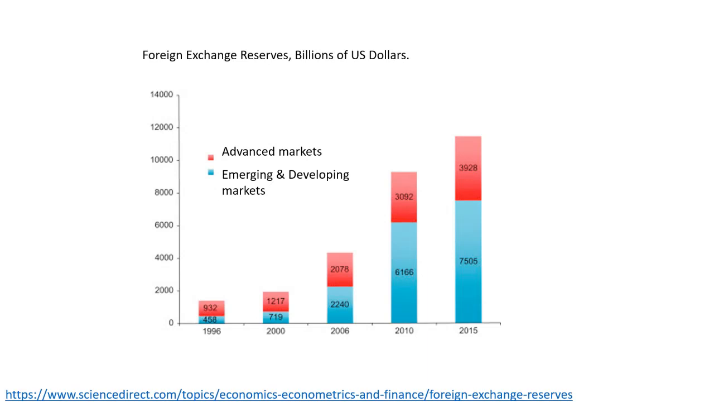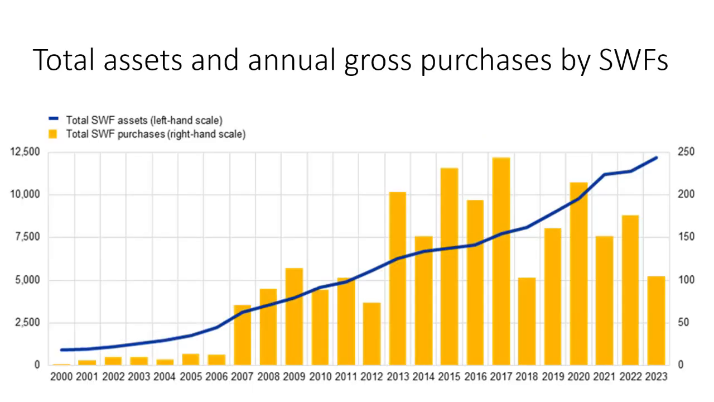And if we are checking foreign investments, then we can see that this is a lot of money. So foreign exchange reserves alone are huge. Mostly the Chinese economy is responsible for this growth, but other emerging and developing economies are also, and we can see advanced economies as well.